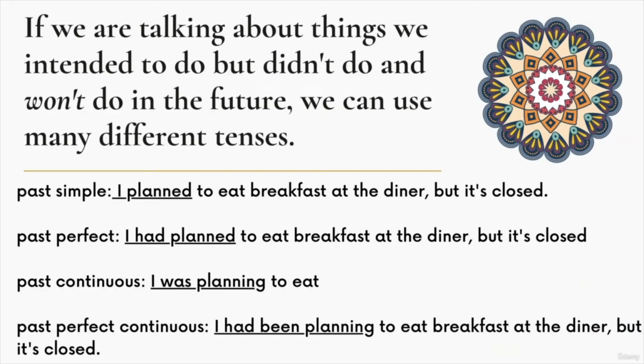If we are talking about things we intended to do but didn't do and won't do in the future, we can use many different tenses. In this situation, you have a lot of options. Past simple, I planned to eat breakfast at the diner, but it's closed. Past perfect, I had planned to eat breakfast at the diner, but it's closed. Past continuous, I was planning to eat breakfast at the diner, but it's closed. Past perfect continuous, I had been planning to eat breakfast at the diner, but it's closed. So it's kind of funny, in this particular situation, you can use 4 different tenses.